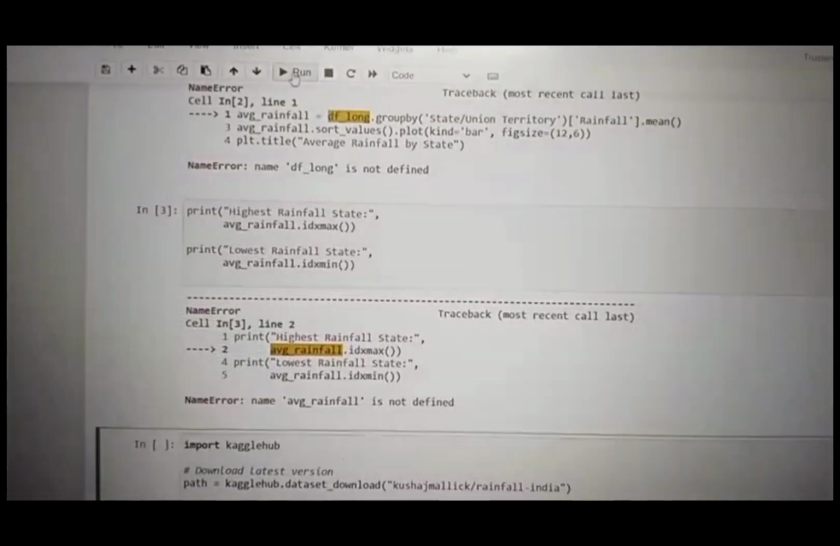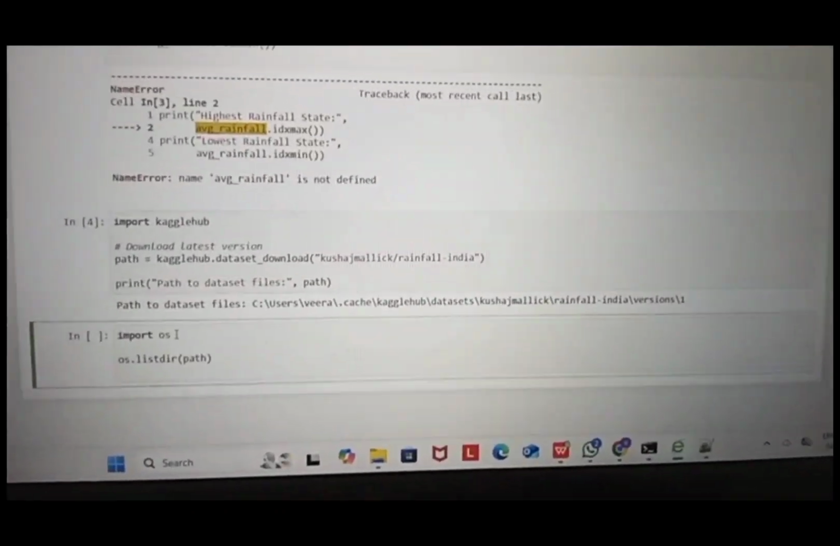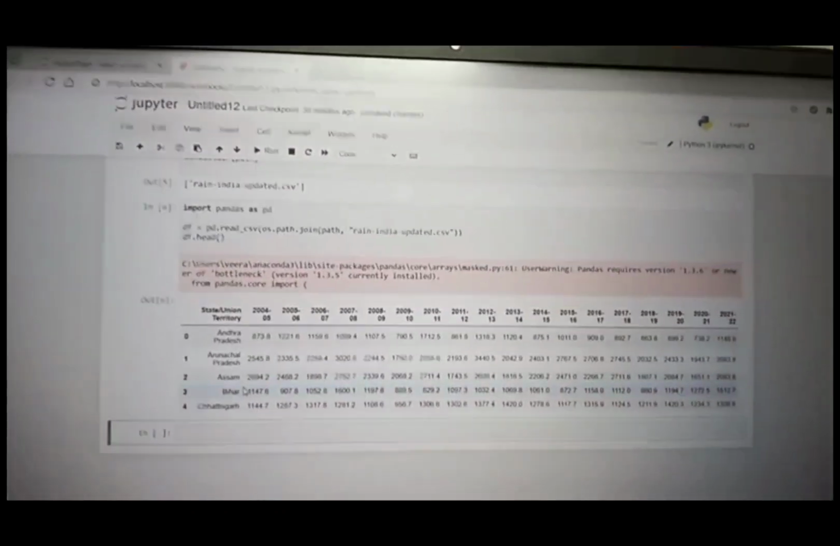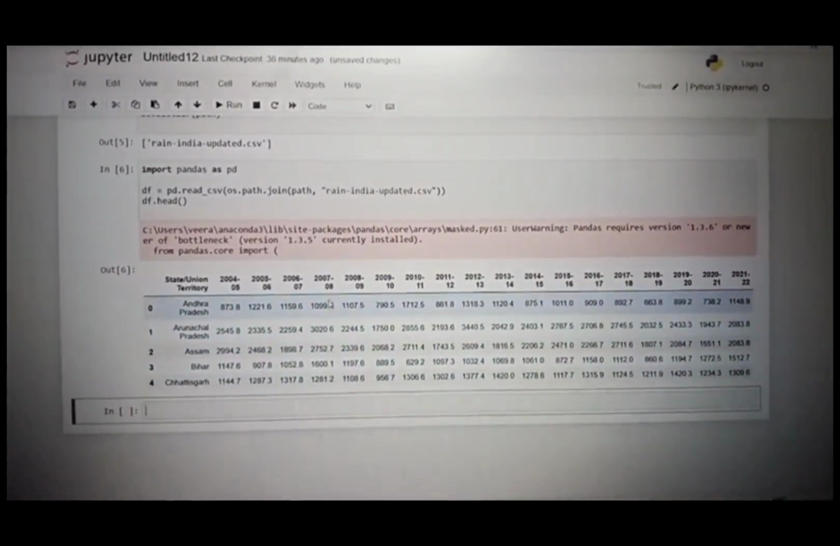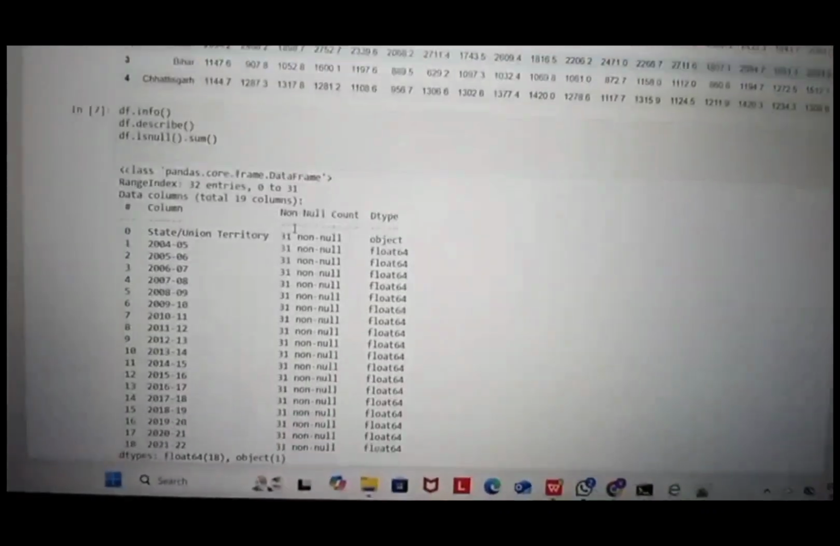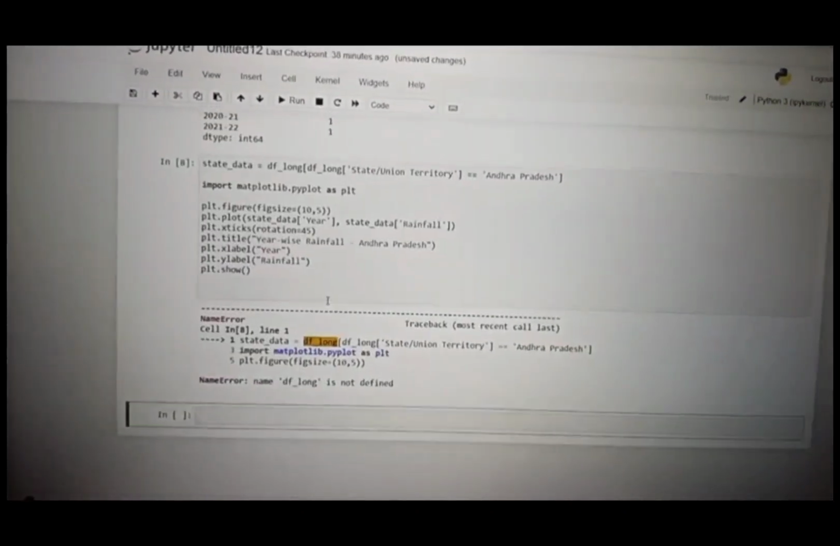Dataset download and loading. The rainfall dataset is downloaded from Kaggle using the Kaggle API. The dataset contains rainfall data for various Indian states such as Bombay, Bangalore, Nagpur, Tamil Nadu, Kerala, Goa, Haryana, Delhi, Rajasthan, and so on, with rainfall data from the year 2004-05 up to 2021-22.